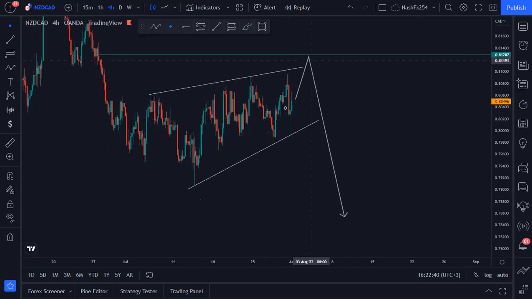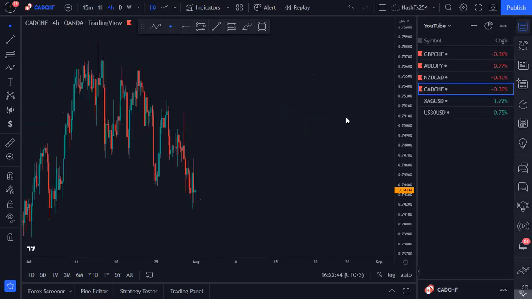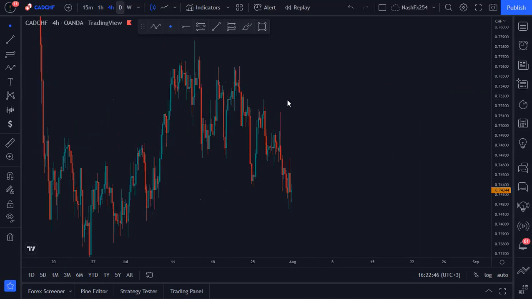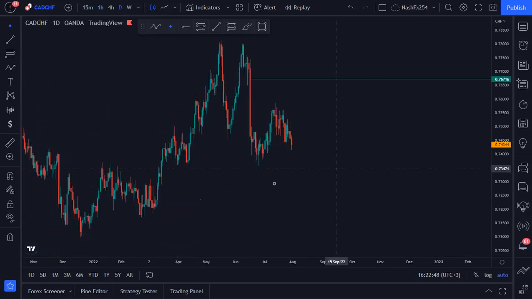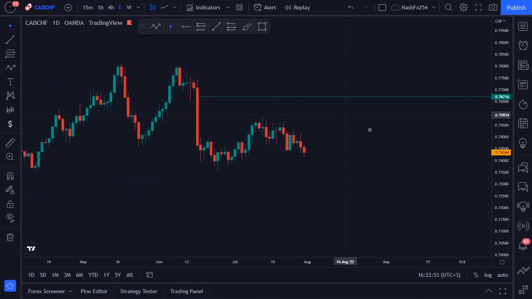This one is as simple as it can get. This one is so nice. Watch out on Kiwi Cad, guys. Next is Cad Swiss franc. As you can see with the Cad Swiss franc, we had a very nice trade over here at the top. And currently I'm still waiting.